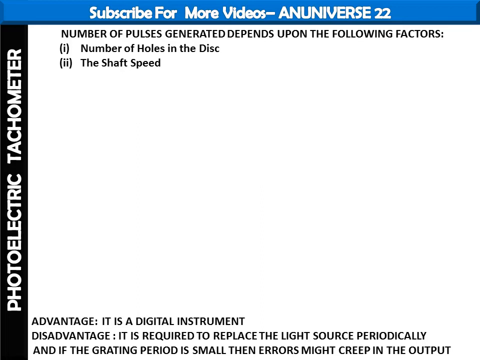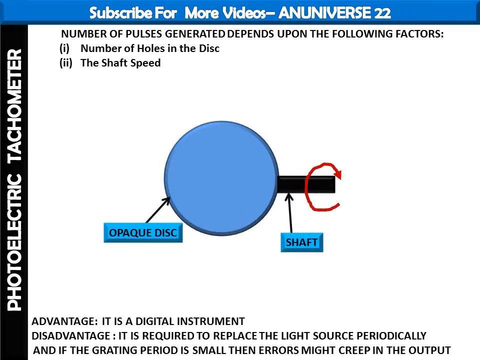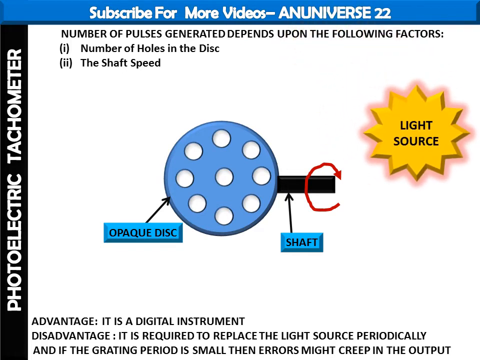And as we can see, the construction of the photoelectric tachometer. Here it consists of an opaque disc. This is the opaque disc that is mounted on a shaft whose speed is to be measured, and this disc has a number of equally spaced holes around its periphery. On one side of the disc there is the source of light. This is the source of light on its right hand side, and on the other side, that is the left hand side, there is the light sensor.